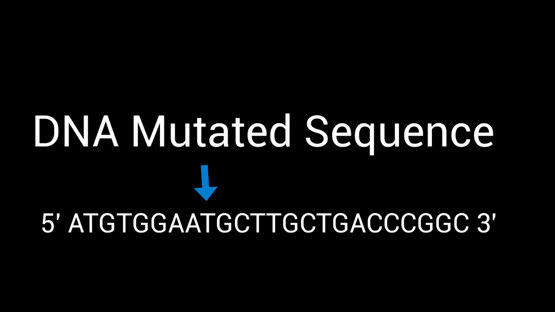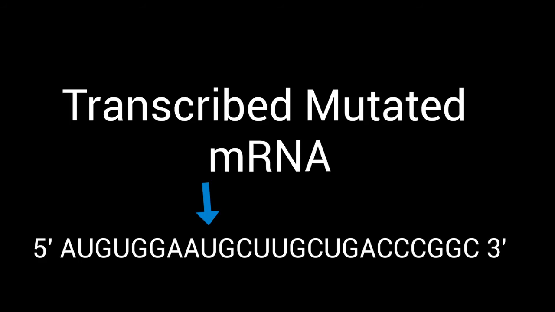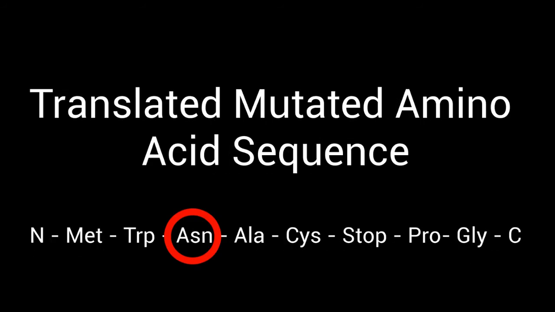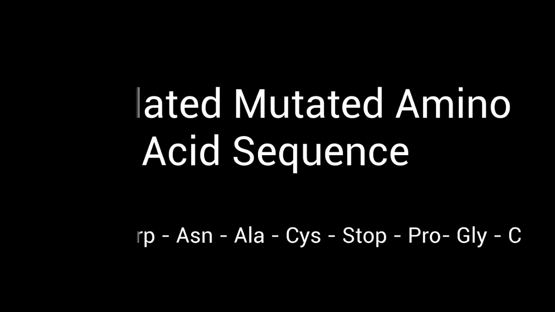The third type of mutation is a silent mutation. In this case, a cytosine was substituted for a thymine, making it a transition mutation. After being transcribed, it becomes a uracil, which leads to the translation of the amino acid asparagine. The original amino acid was also asparagine, so there is no change in the protein, thus making it a silent mutation.